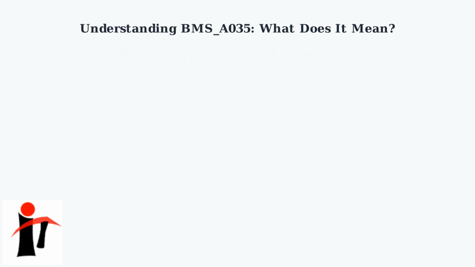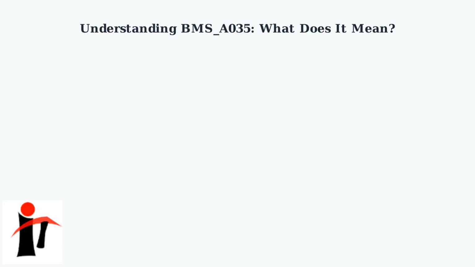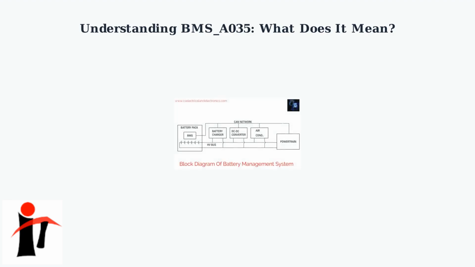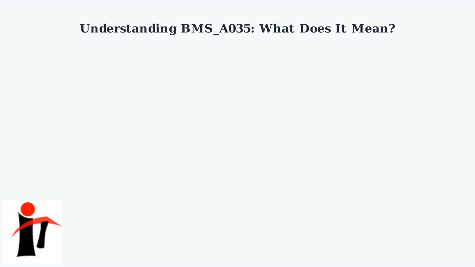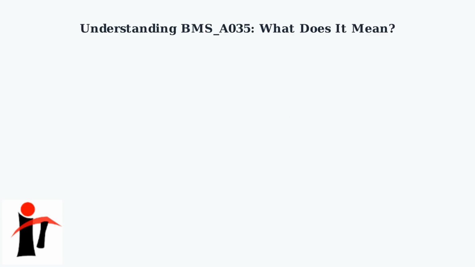The BMS A035 error code in your Tesla Model 3 indicates a fault within the battery management system. This system is crucial for monitoring battery cell health, temperature, and voltage. The battery management system, or BMS, is the brain that oversees your vehicle's battery pack, ensuring everything operates safely and efficiently. The BMS constantly monitors critical battery parameters, including cell health, temperature, and voltage levels to maintain optimal performance.